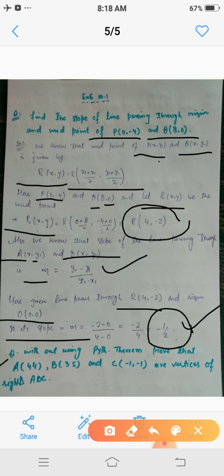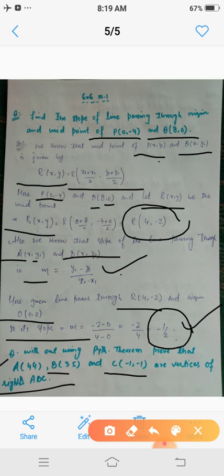Second problem: without using the Pythagoras theorem, prove that A of 4, 4, B of 3, 5, C of -1, -1 are the vertices of a right angled triangle ABC. You know that in the Pythagoras theorem we use the distance concept. That is, if ABC is a right angled triangle, then hypotenuse square equals base square plus perpendicular square, or if the length square of one side equals the sum of the length squares of the other two sides, then the given triangle is right angled. But here we don't have to use this.